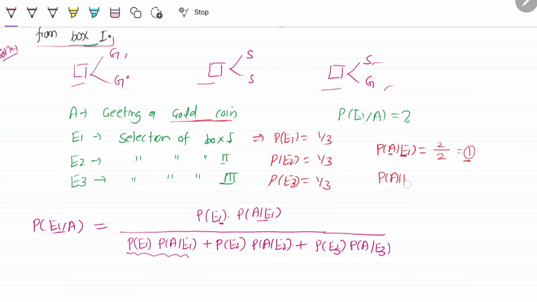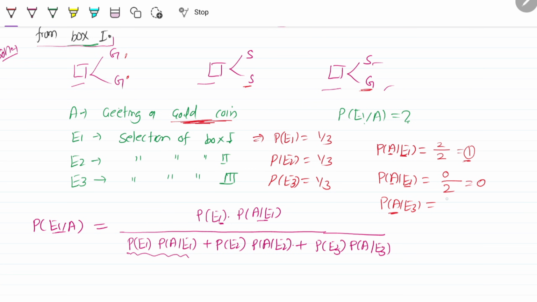And P(A by E2) is what? A by E2 means A is gold coin, E2 means this box. But in that both are silver. It means total 2 coins, in your favor 0. There is no gold coin. So the probability will be 0. Now what is P(A by E3)? A means gold coin. E3 means box.